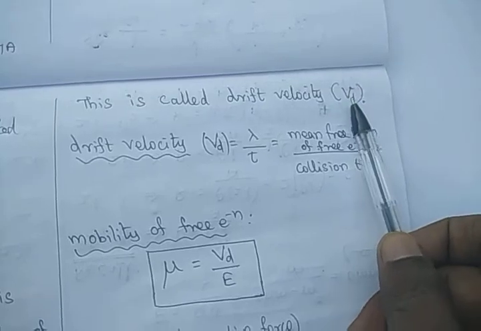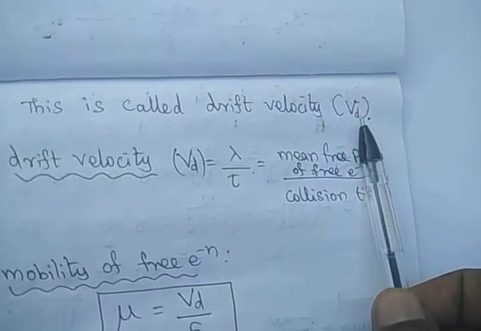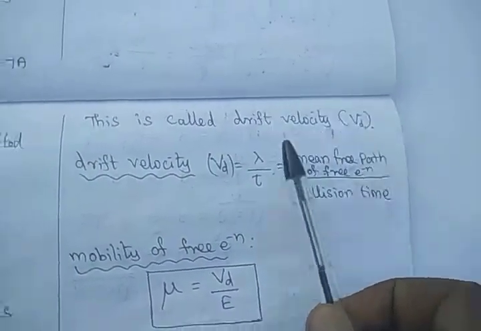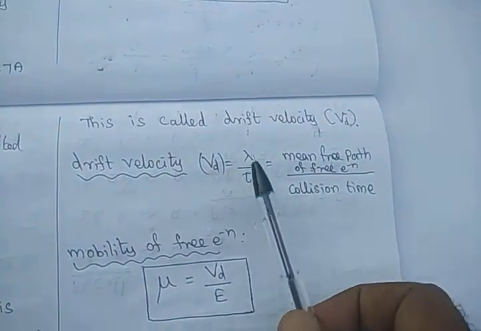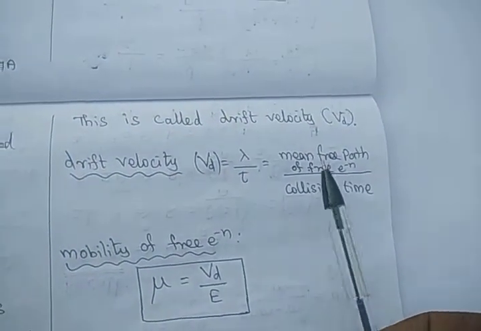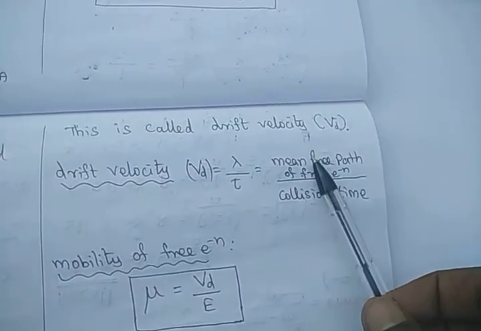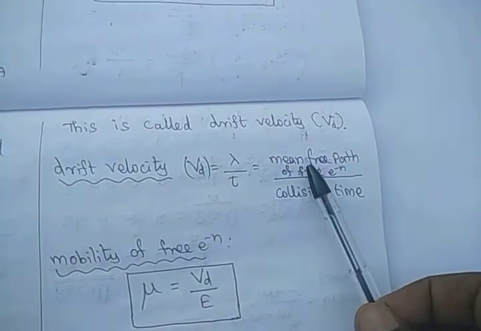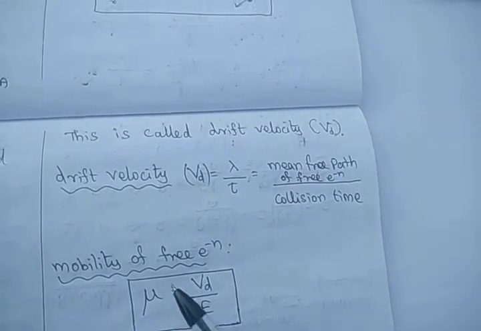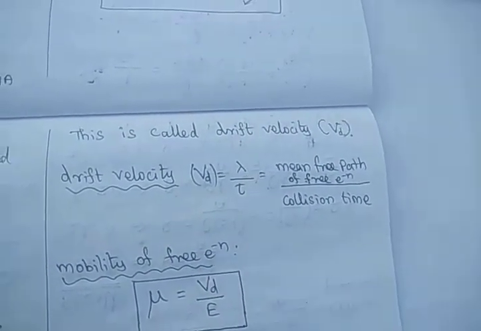We will represent the drift velocity as v suffix d. It is a velocity, small letter v, and the suffix we have to put is d. The drift velocity can be defined as mean free path by time. Very simple: velocity means distance by time. So here, what is the distance? The distance traveled by the free electron between two successive collisions is called the mean free path.